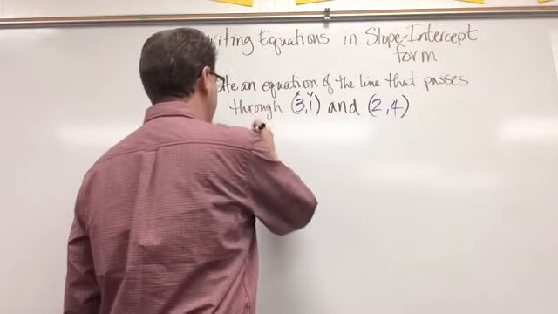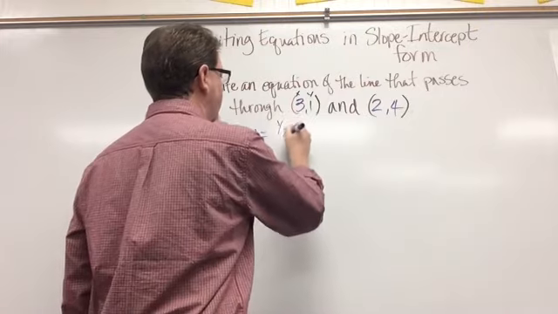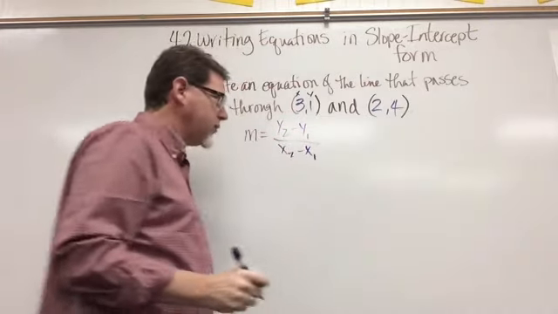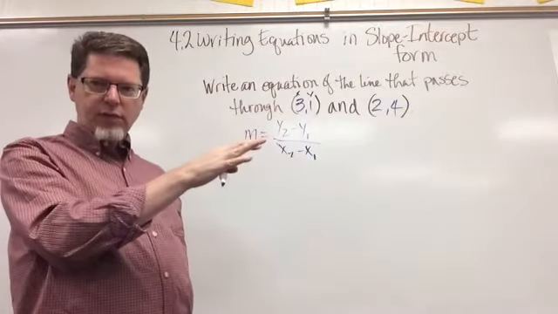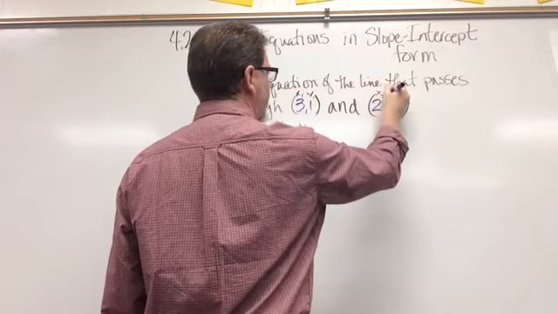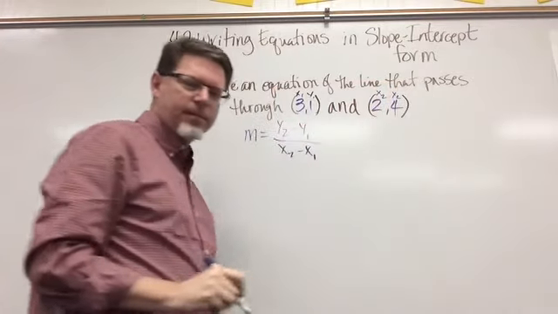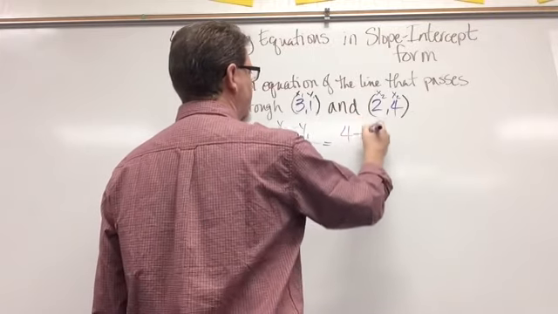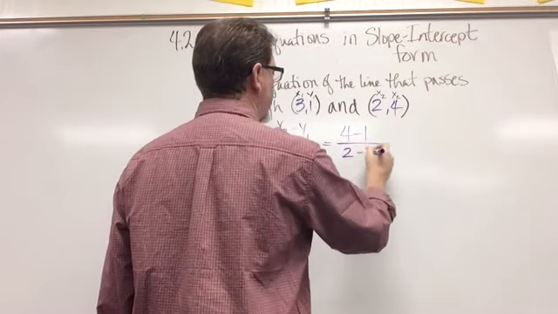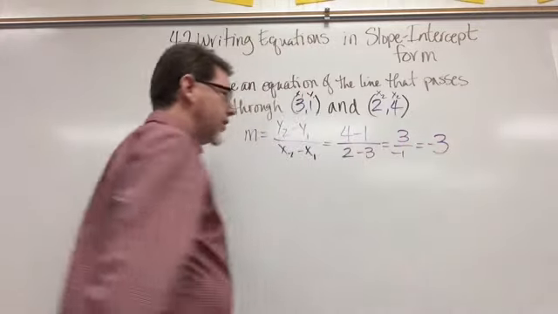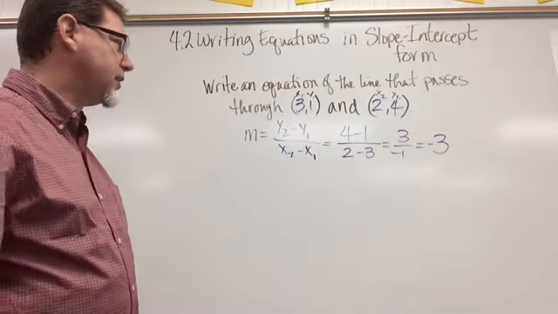Okay, and you remember the slope formula is m equals y2 minus y1 over x2 minus x1. You can pick whichever one you want, doesn't matter. I'm going to choose x1, y1, x2, y2, just because. And so I'm going to plug in my numbers. So 4 minus 1 over 2 minus 3 equals 3 over -1, which equals -3. So my slope is -3.